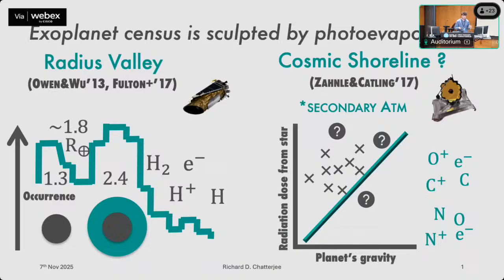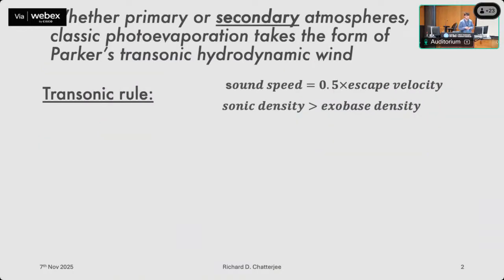And this talk is mainly going to focus on secondary atmospheres, exo-Earth and exo-Venus, carbon dioxide dominated, nitrogen dominated. But whether we're talking about primary or secondary atmospheres, the classic form of photoevaporation takes the form of Parker's transonic hydrodynamic wind, which is lucky for us because the momentum equation has a critical point in it that's very constraining, as we heard from Ruth.